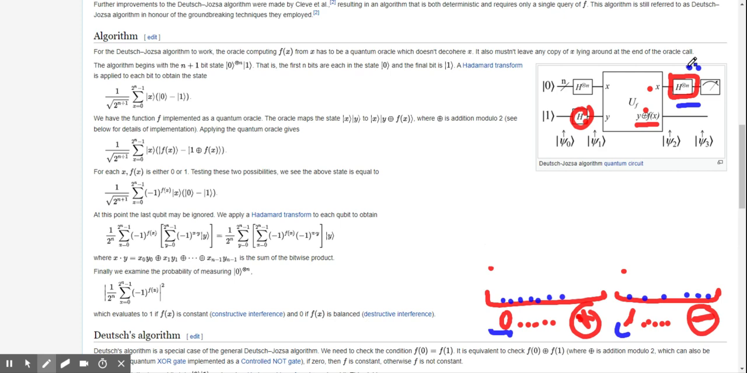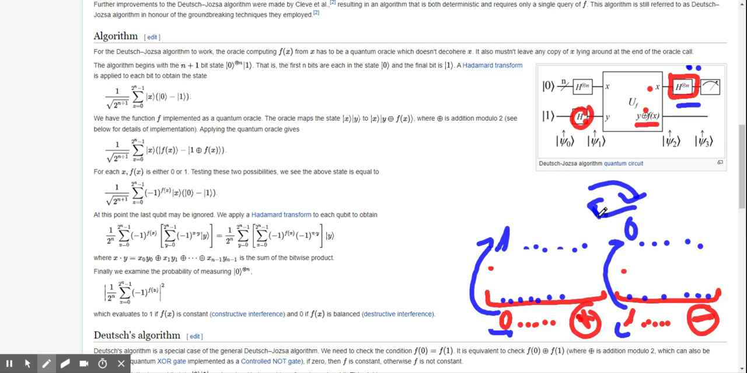And if the function outputs 1, then I'm just flipping things around. So the same happens, because then it outputs always 1, then this 0 becomes 1, and then this 1 becomes 0. So it just flipped, right? You just flip the spaces. So basically, when you interfere those, it's the same. So it should go back to 0. This is in the case it's constant.